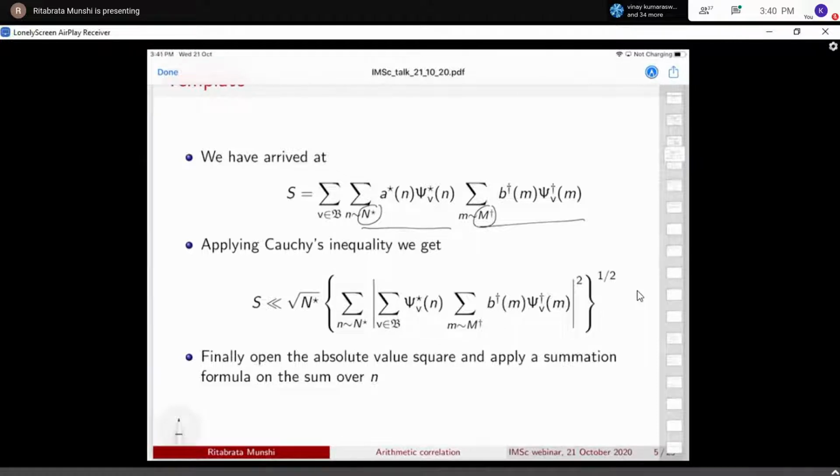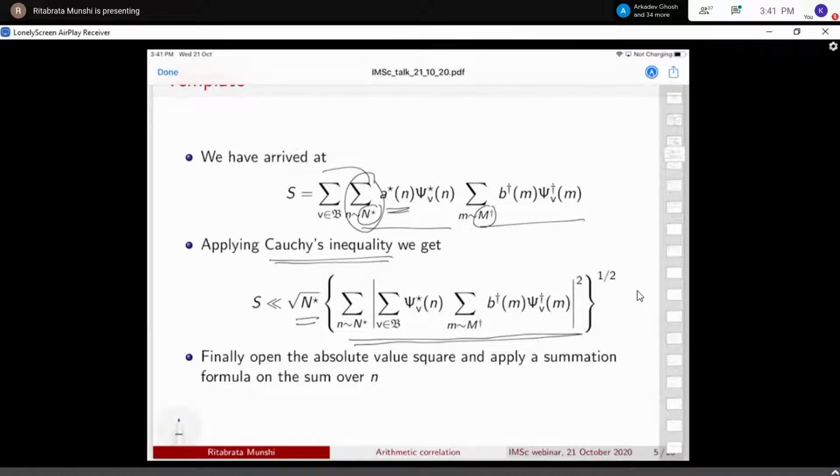Okay, and then the last step, or maybe the penultimate step, is that you apply a Cauchy inequality. So you take one of the sums outside. Here I'm taking the n sum outside. This is where I'm using that the L2 norm of this a star n is bounded by n star. So they're like L2 normalized sequences. And then here I have what is remaining from the Cauchy inequality.